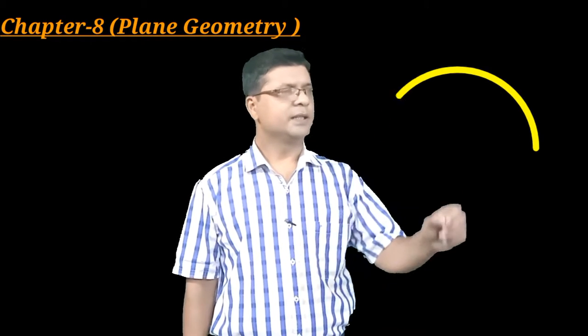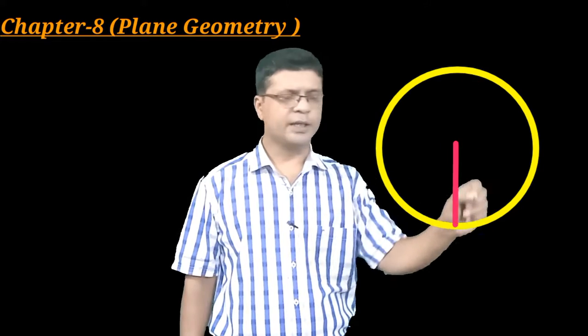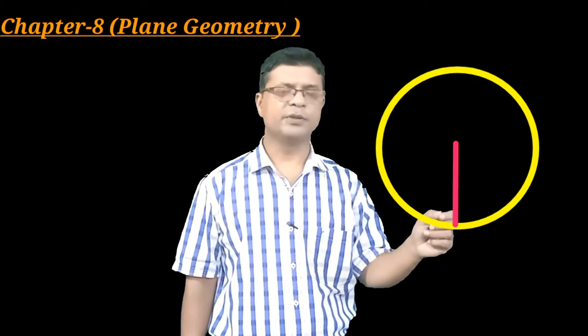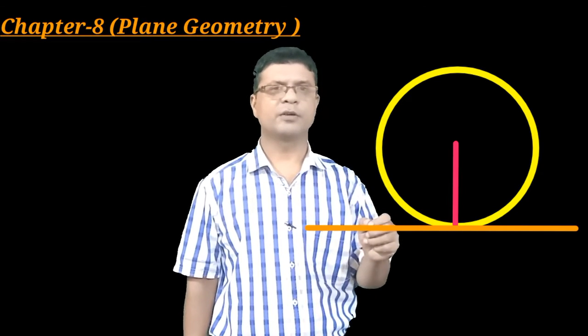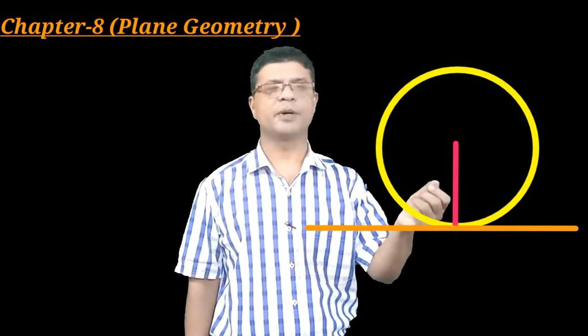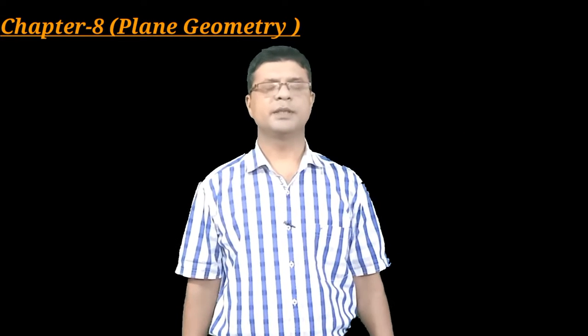Then from the center we draw the radius. This line is called the radius, you know it. This radius is always perpendicular to the tangent, or conversely we can say that the tangent is also perpendicular to the radius. With this concept, let us start exercise 8.1. Let us move to the board now.